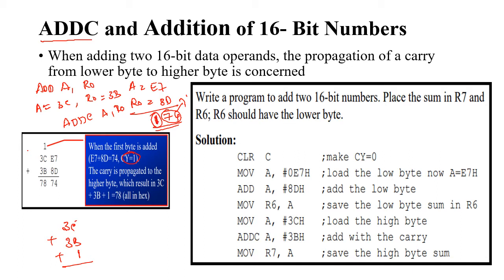This 1 is a carry, so you need to consider that carry when you add two numbers in the higher byte. So the result becomes 78, and the previous result is 74. So the actual result is 7874. If you use the normal ADD operation in both cases, then your result will be 7774, which is wrong.